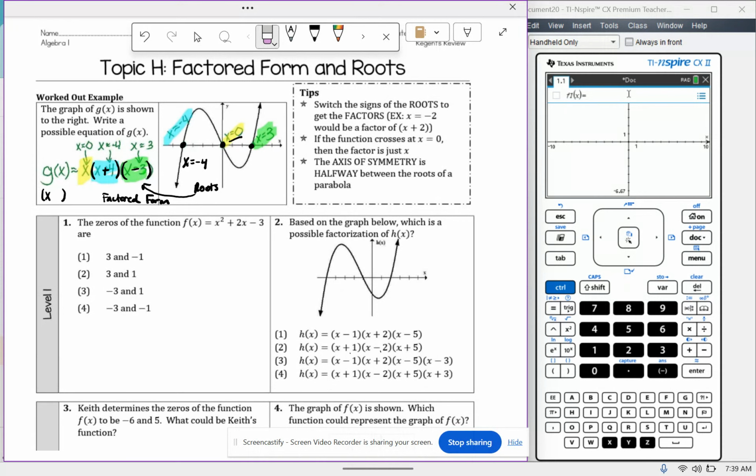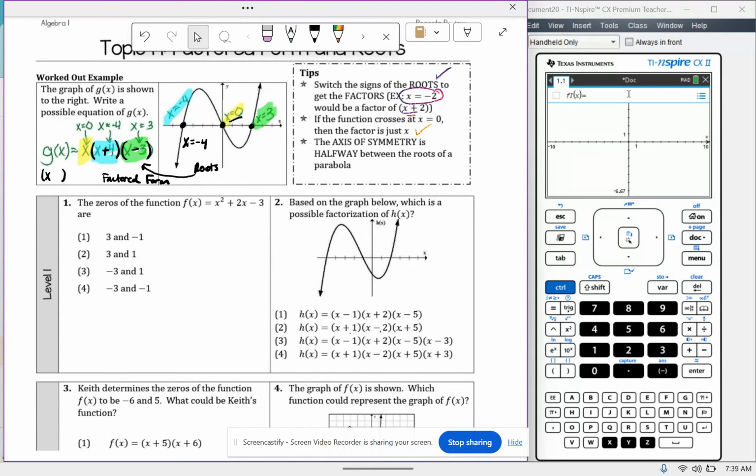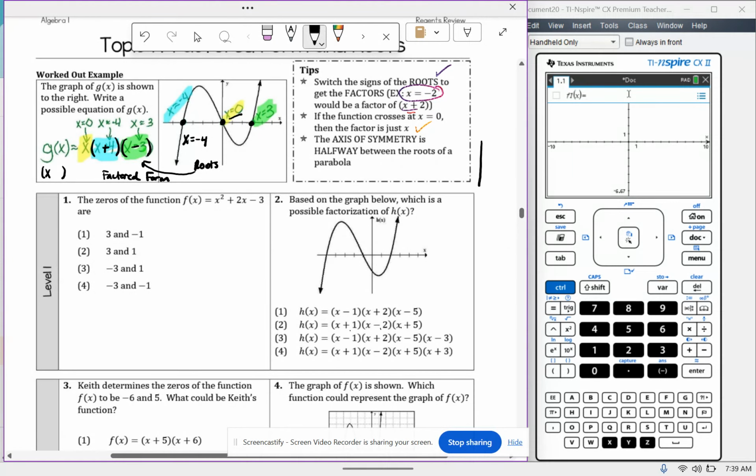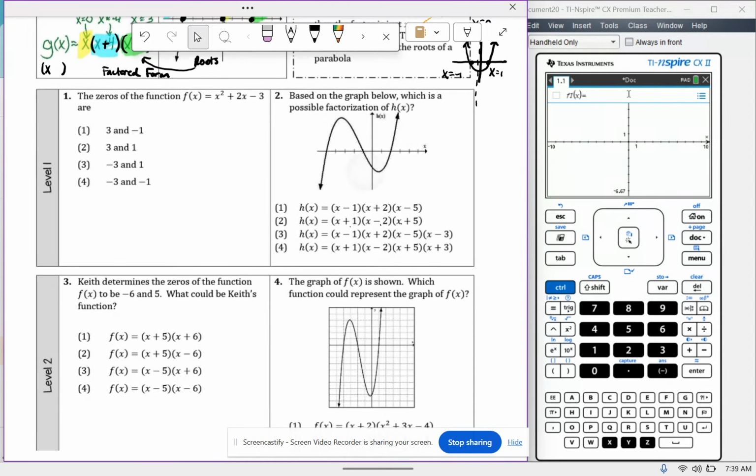Tips. Switch the signs of the roots to get the factors. We talked about that. X equals -2 becomes x plus 2 in parentheses. If the function crosses at x equals 0, then the factor is just x. We went over that. And the axis of symmetry is halfway between the roots of a parabola. So this is just a reminder, right? If you have a parabola and it has roots of x equals 1 and x equals -1, the axis of symmetry would be halfway between the two, which is at x equals 0. It's the line where if you folded the parabola in half, there would be a mirror image on either side.